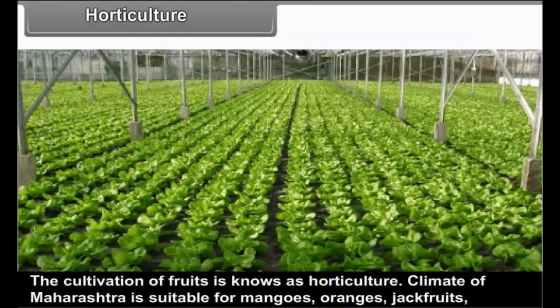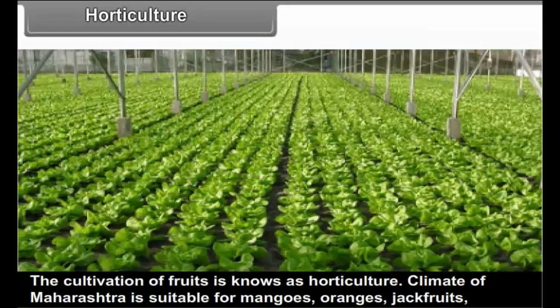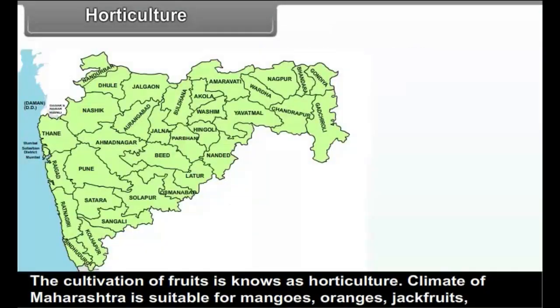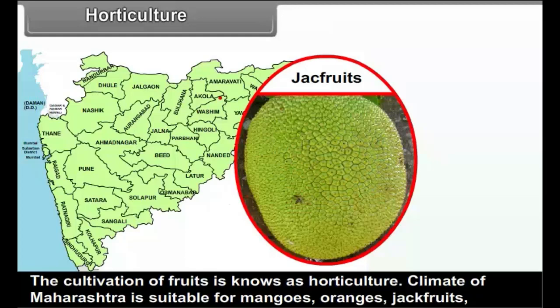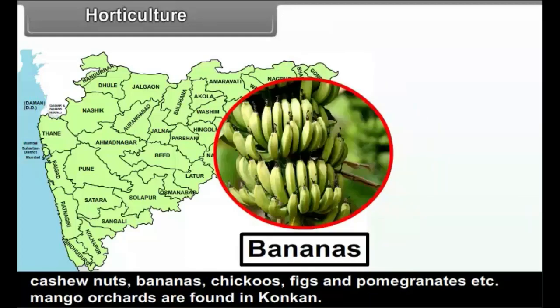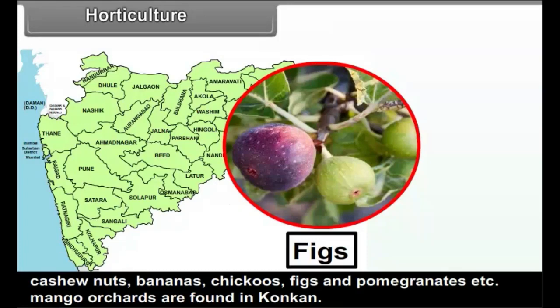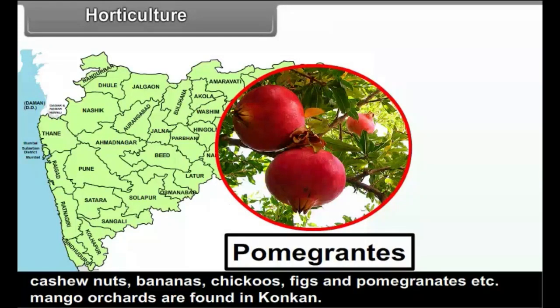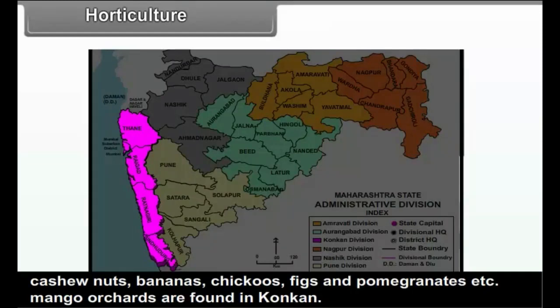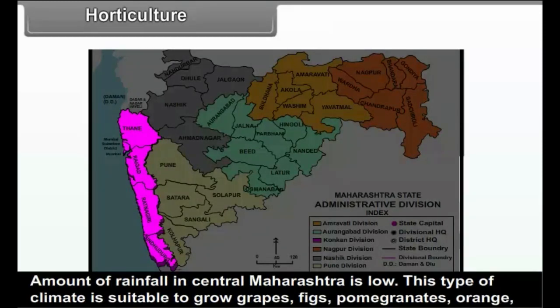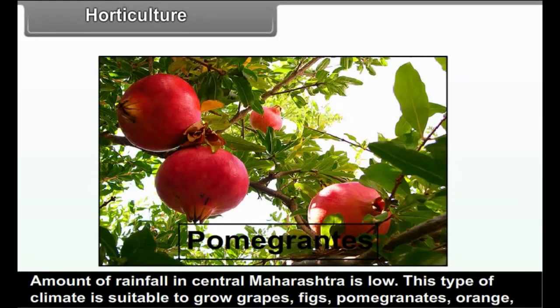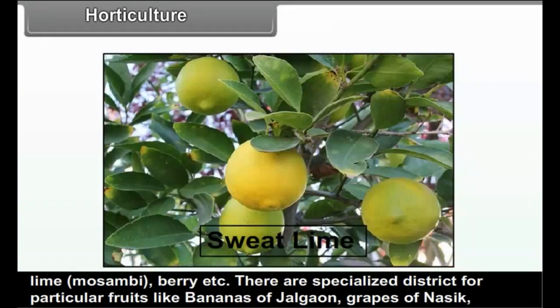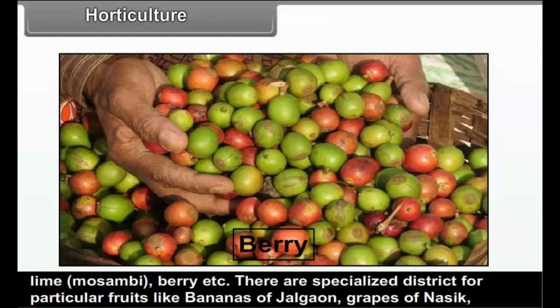Horticulture. The cultivation of fruits is known as horticulture. The climate of Maharashtra is suitable for mangoes, oranges, jackfruits, cashew nuts, bananas, chikus, figs and pomegranates, etc. Mango orchards are found in Konkan. The amount of rainfall in central Maharashtra is low. This type of climate is suitable to grow grapes, figs, pomegranates, orange, sweet lime that is Mossambi, berry, etc.